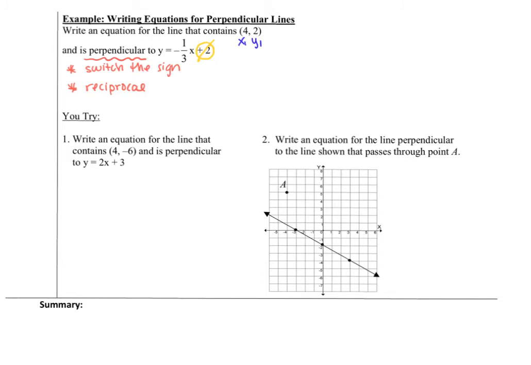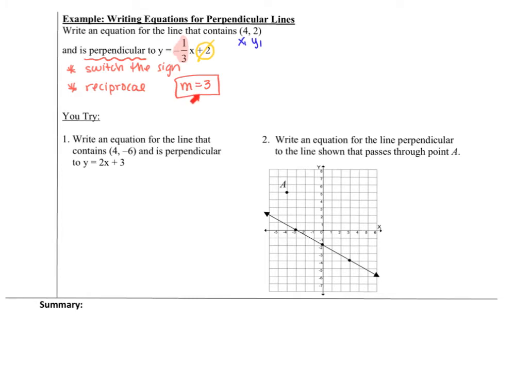So all we really want to do is work with the slope, which is -1/3, and then we want to find the slope that is perpendicular to -1/3. So if I change the sign to make it perpendicular, my new slope is going to be positive. And then if I flip the 1/3, my perpendicular slope is going to be 3.